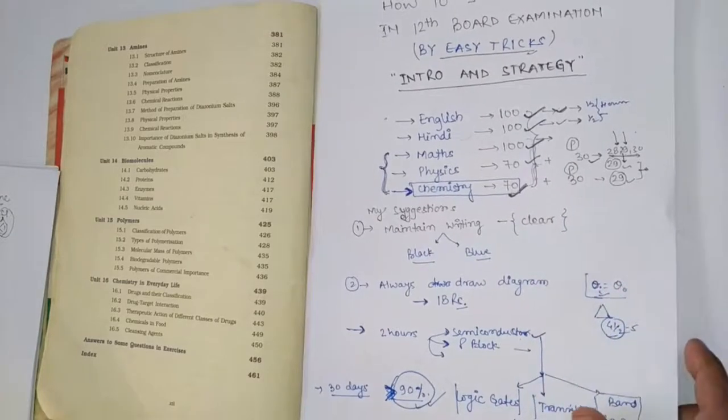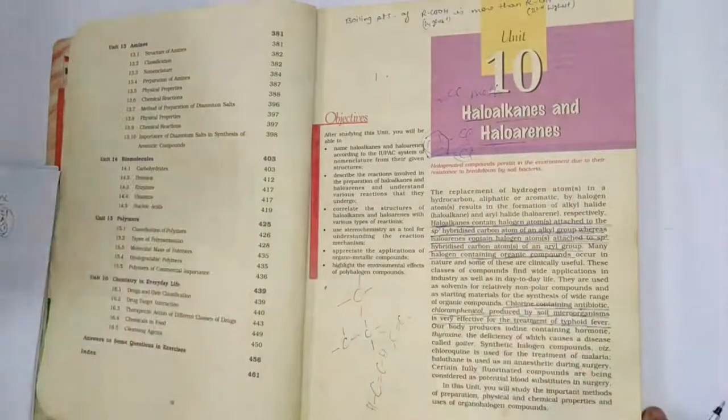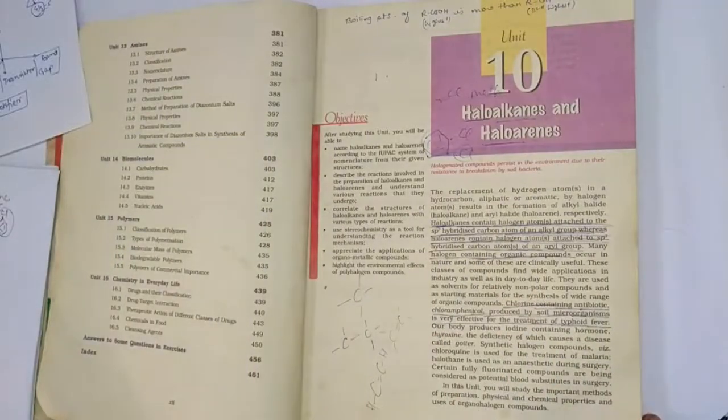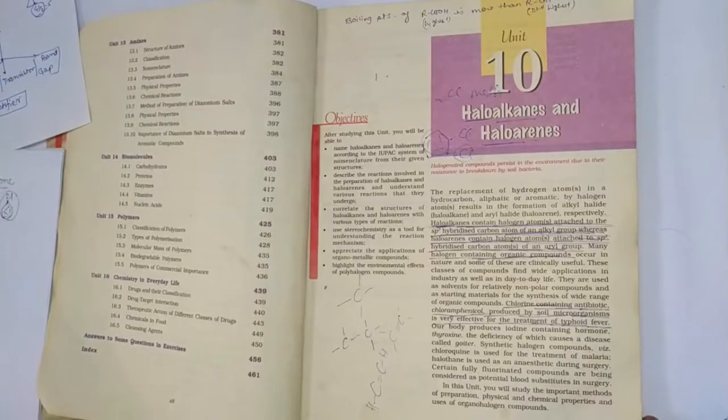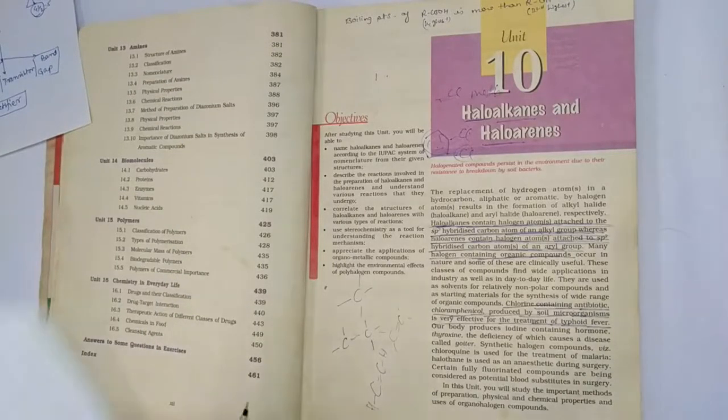So how are we going to study? We are going to follow the NCERT. That means if you are of ICSE board, CBSE board or UP board, all these three subjects are written around the NCERT. So we are going to follow the NCERT, the most standard book.